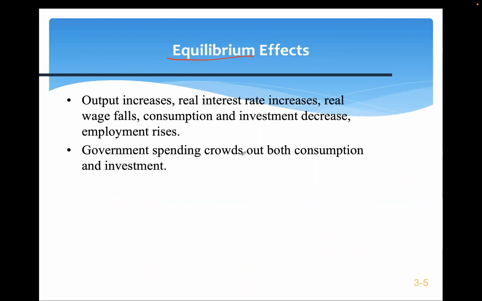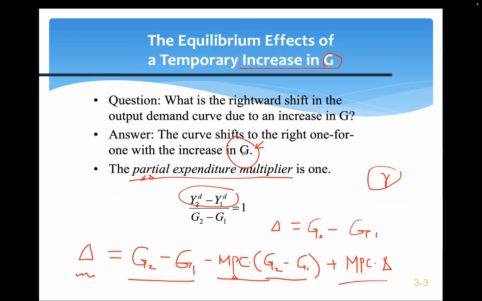Let's go back and quickly review. We started with the partial expenditure multiplier, which is like a partial equilibrium, meaning we don't look at the supply and we don't look at the changing interest rate. If that's the case, the partial expenditure multiplier is going to be 1, or in other words, an increase in government spending increases GDP one for one. By the way, there are two impacts on the consumption.